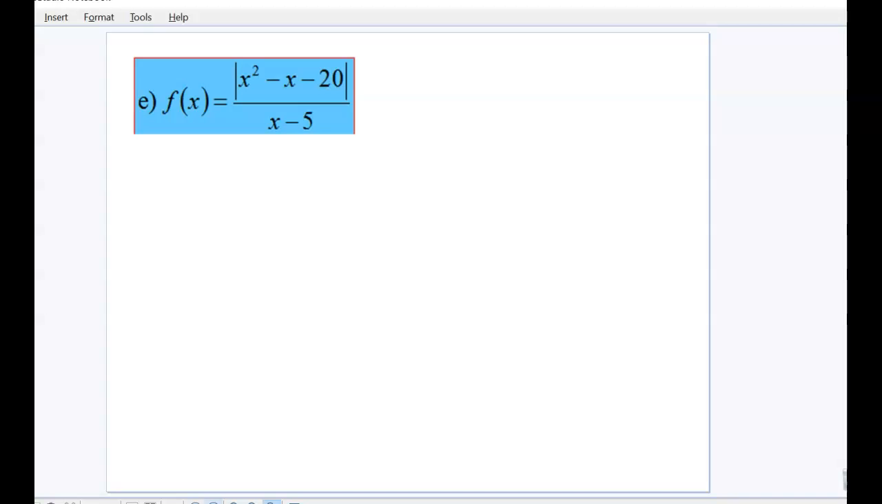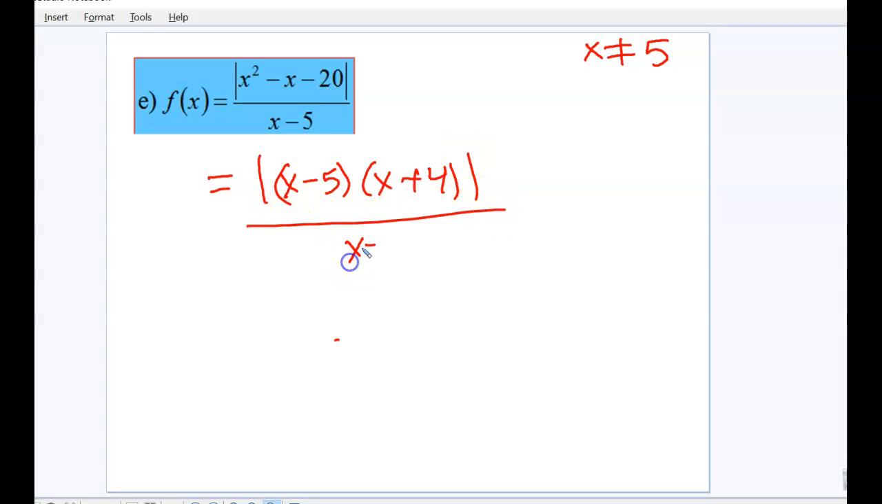And again, remember, we need to go through the 3-step definition. Again, let's take a look at where our non-permissible values are. Well, first of all, we know that x cannot be 5. And we know if I was to factor inside the absolute value that I would get x minus 5 and x plus 4 all over x minus 5. So that would be my function. So if I was to plug a 5 in, I would get 0 over 0, which is indeterminate.